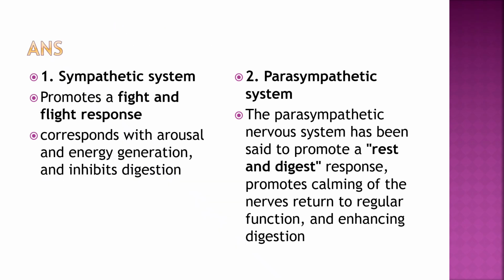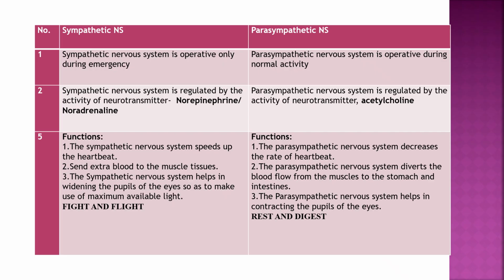In ANS, first, the sympathetic system promotes the fight and flight response, corresponds with arousal and energy generation, and inhibits digestion. The parasympathetic system is said to promote the rest and digest response, promotes calming of the nerves, returning to regular function and enhancing digestion. The sympathetic nervous system and parasympathetic nervous system try to balance each other in the body. Sympathetic is operative during emergency, parasympathetic during normal activity. Sympathetic is regulated by the neurotransmitter epinephrine and parasympathetic by acetylcholine.